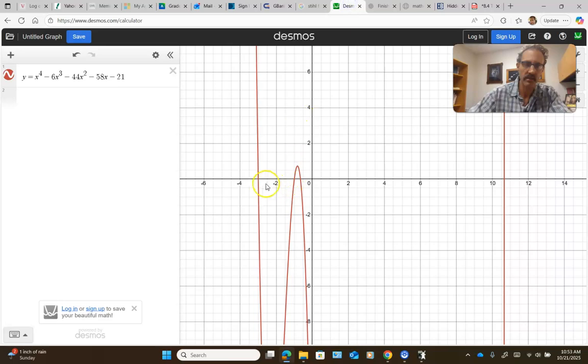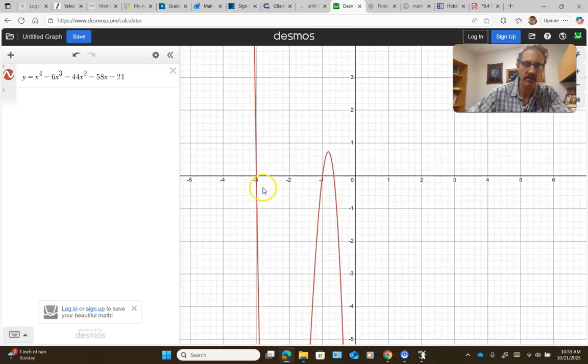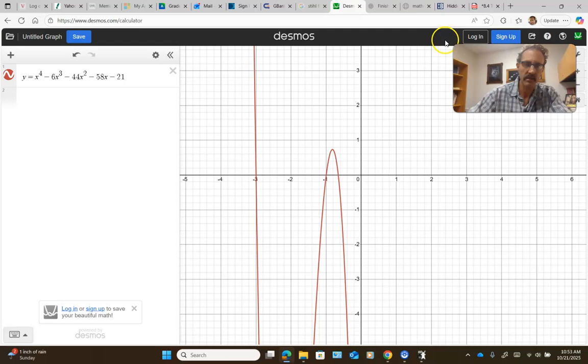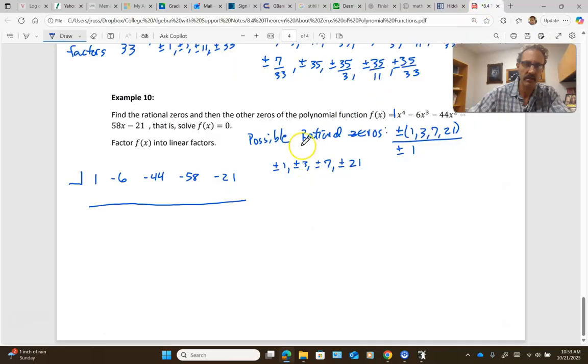So I'm going to try, it looks like it's clearly crossing right here at -3, and -3 is one of our possible rational zeros, so that's what I'm going to try first. So see, instead of being given a 0, we're having to use this rational zeros theorem to list a few possibilities, and then we're going to try one. Alright, so let's run through this.